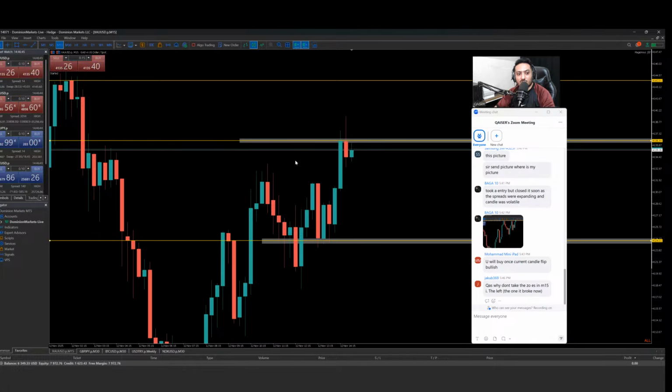So what should be the opinion from you guys? Should we wait for the candle to close above the resistance, and should we wait for the opening of NY as well?